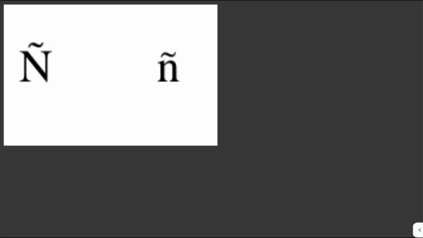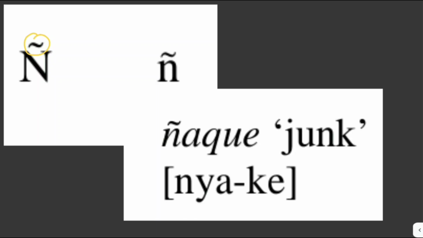The next letter is N, which is pronounced as N, as in English, net, tiny, green. For example, norte, norte, which means north in English. The next letter is N with a symbol here, which is pronounced as enye, as in English, canyon, onion. For example, ñaque, ñaque, which means junk in English.